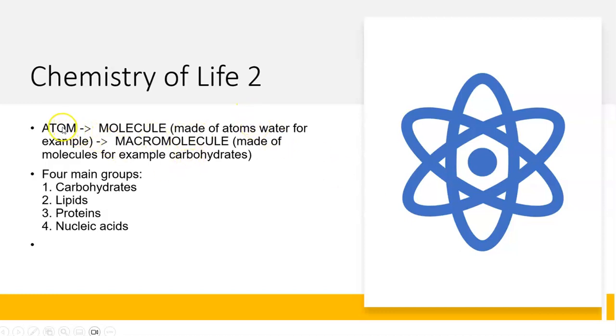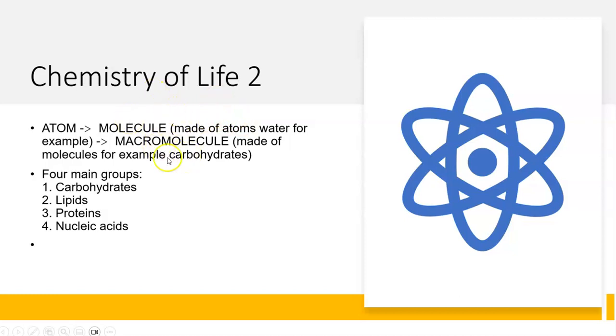Chemistry of Life 2. So this is going to be kind of the progression of molecules, atoms to molecules, and then to macromolecules. So you're going to see molecules be like water. They're going to be made of 3 atoms, like 2 hydrogen, 1 oxygen.